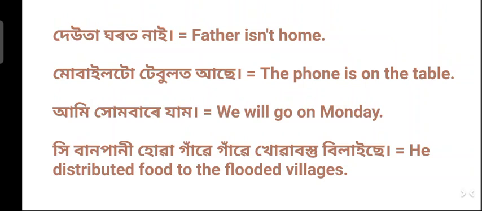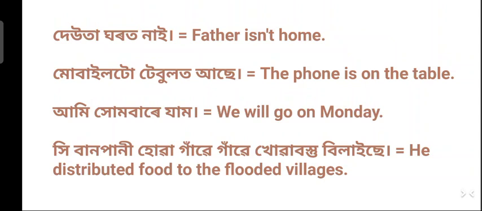So the ot is used in the first and second examples, gharat and tabulot. But the A has limited uses. It's mainly used with days of the week. For example, ami khumbare jam. We will go on Monday. Khumbar means Monday. Khumbare means on Monday. Jam means we will go.